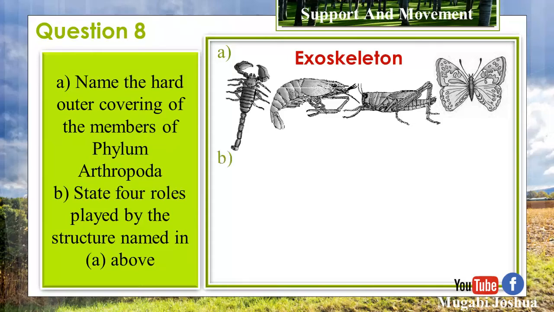Then part B they say, state 4 roles played by the structure named in A above. Which structure are they talking about? They are talking about the exoskeleton. So we are naming 4 roles played by the exoskeleton.